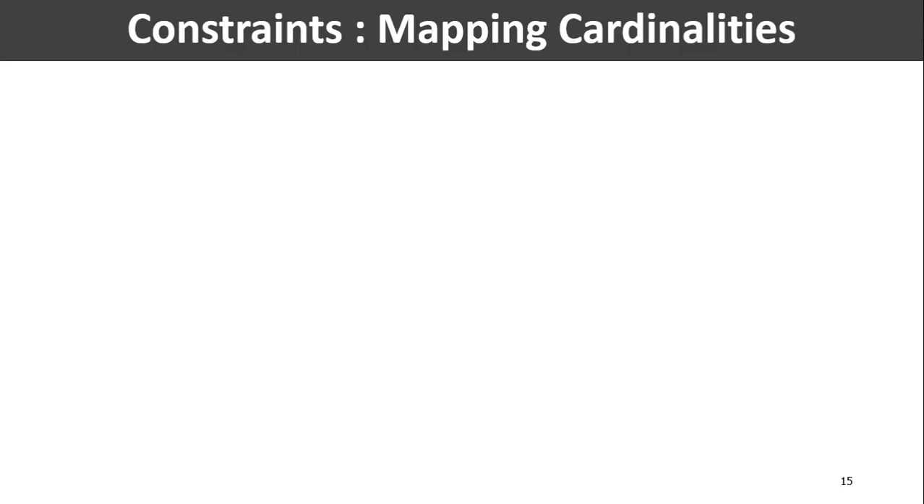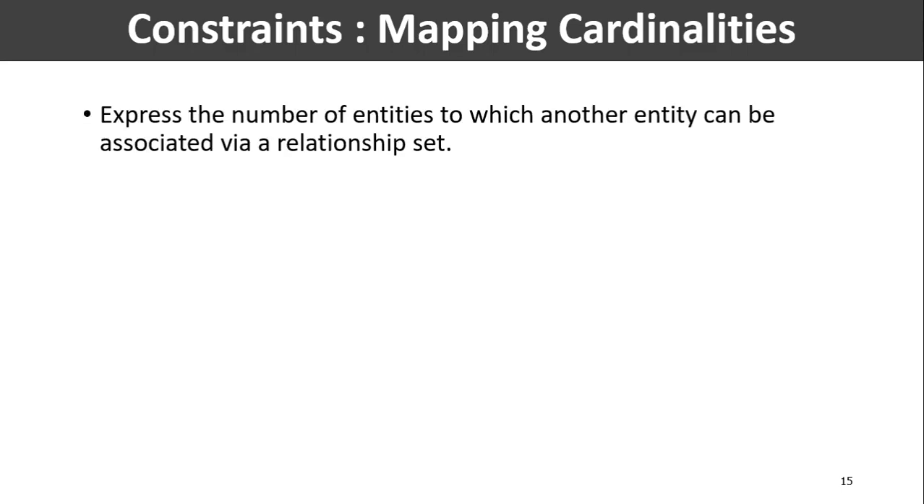So let's look at the mapping cardinalities. Mapping cardinalities are also known as the cardinality ratios, and these mapping cardinalities express the number of entities to which another entity can be associated via a relationship set. So what we mean by that? Let us assume our example.